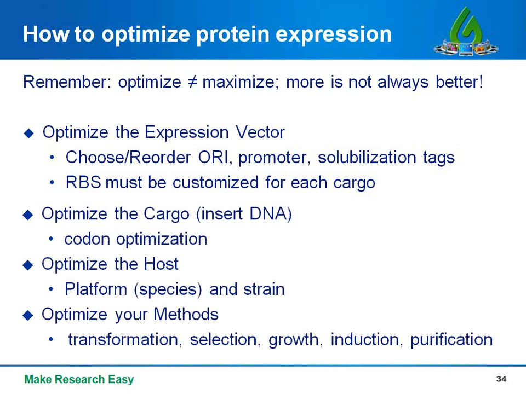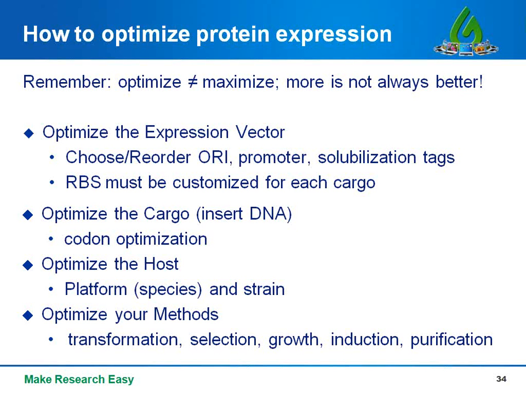A big key that I want to remind you is that optimizing is not the same thing as maximizing. More is not always better, especially as we saw in the middle of this presentation when we talked about soluble protein with RBS design. So some steps that you might want to consider are optimize the expression vector, which could involve reorganizing components within the vector or trying a new vector altogether. Keep in mind that if you're using prokaryotic expression vectors and you want to optimize the RBS, it must be customized for each new cargo that you're going to test.